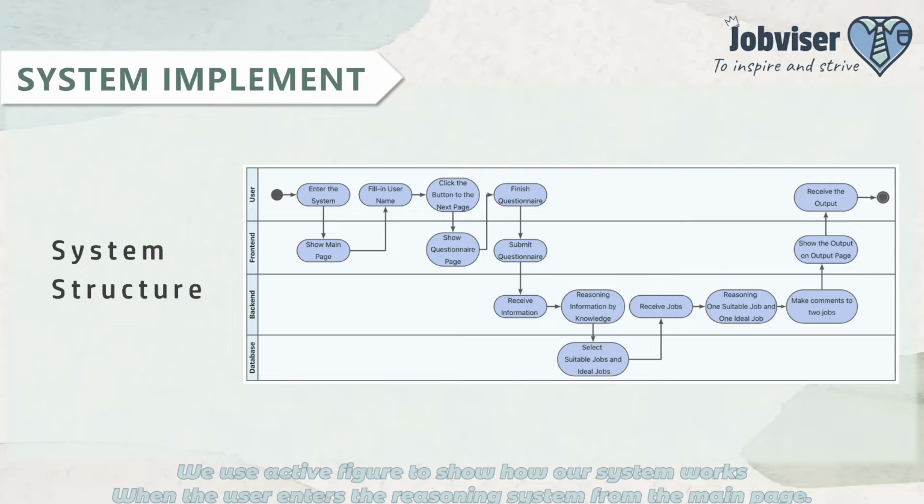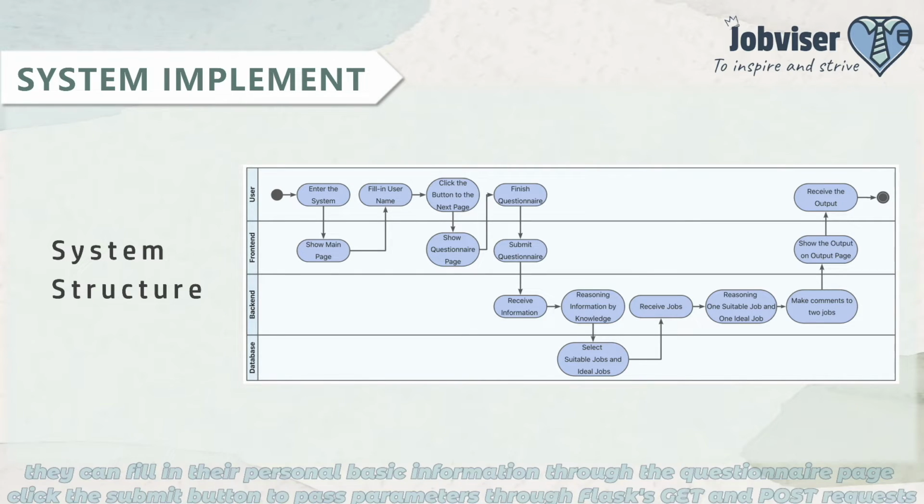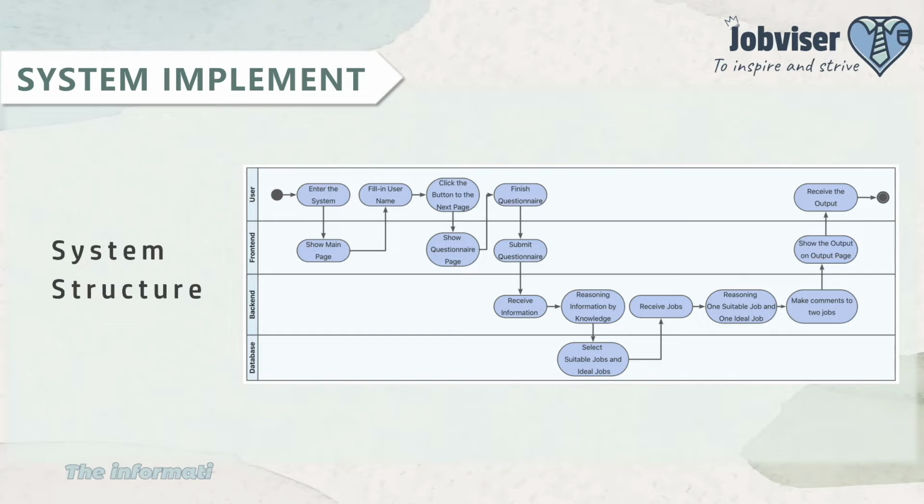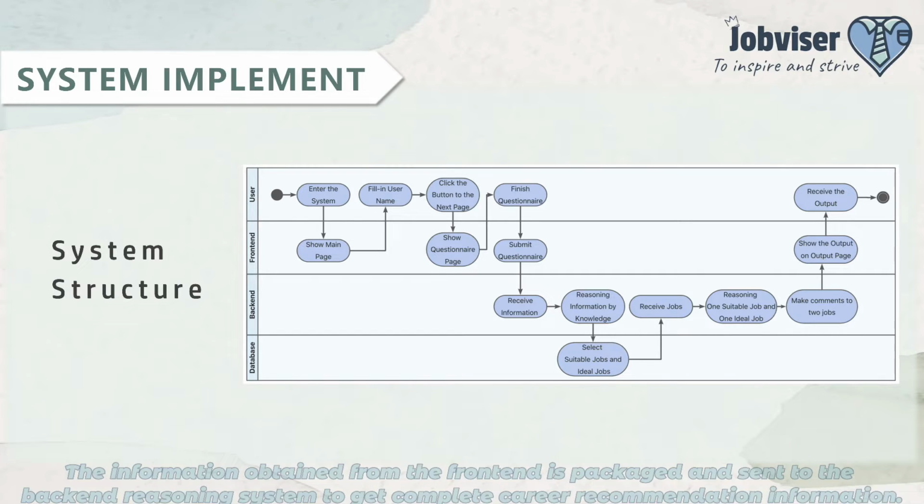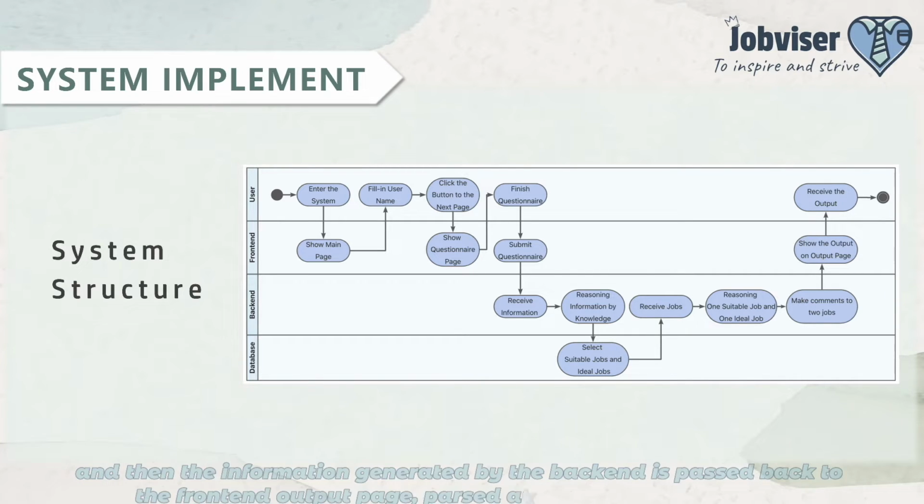When the user enters the reasoning system from the main page, they can fill in their personal basic information through the questionnaire page and then click the submit button to pass parameters through Flask's get and post requests. The information obtained from the front end is packaged and sent to the back end reasoning system to get complete career recommendation information. And then the information generated by the back end is passed back to the front end output page, parsed and presented to the user.